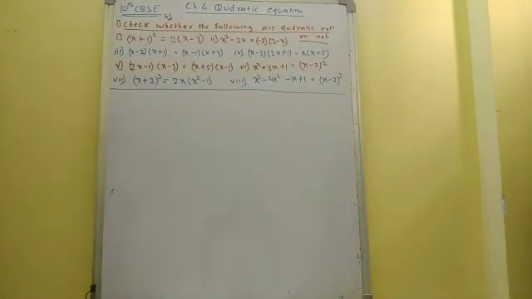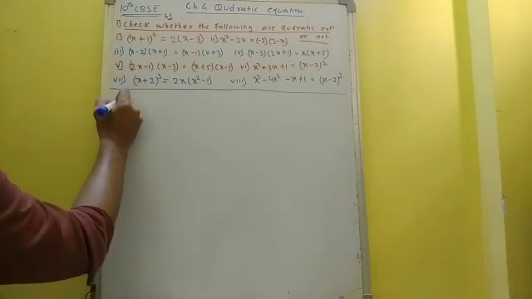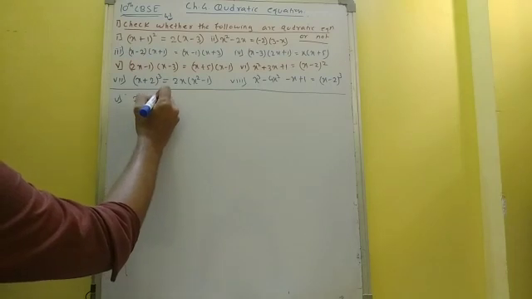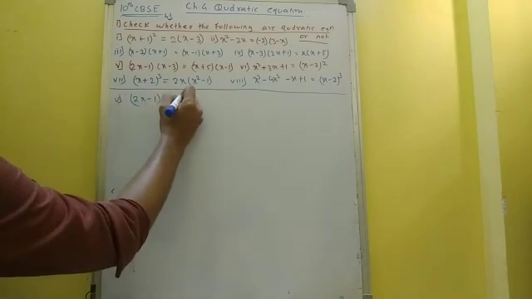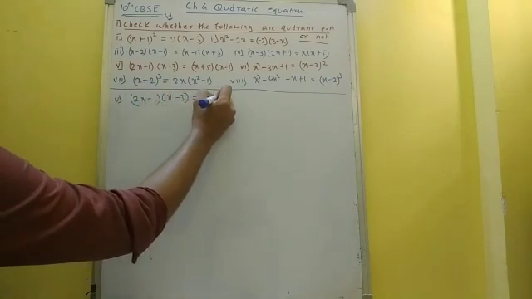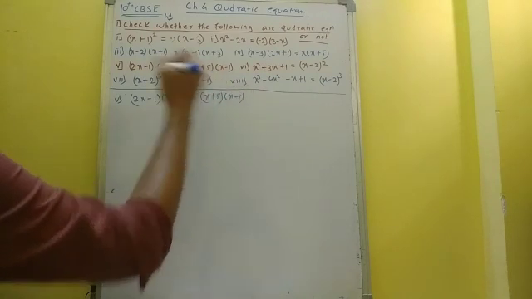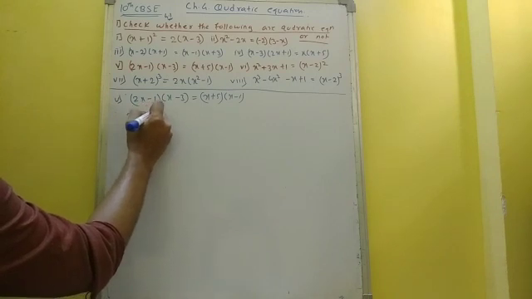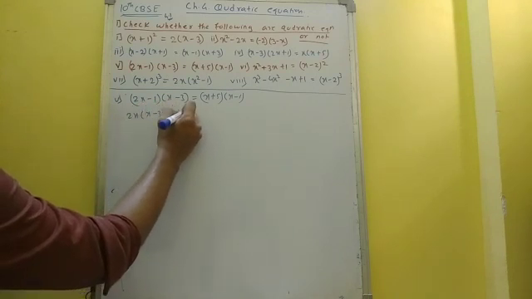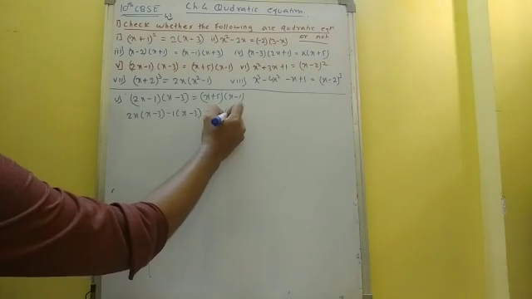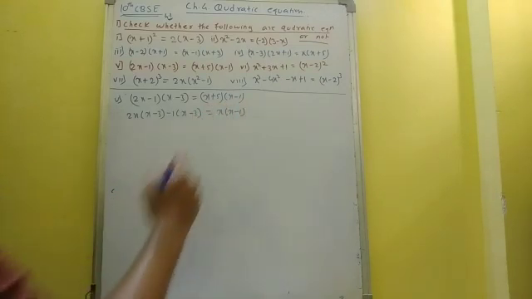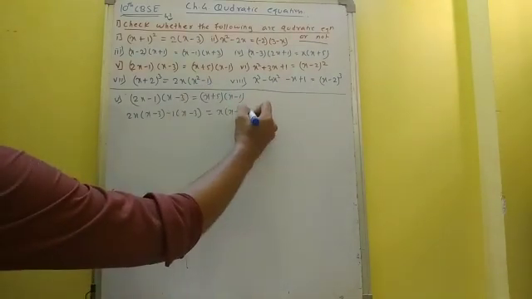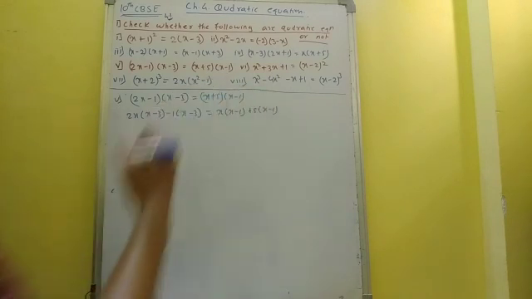What is the fifth question? 2x minus 1 bracket x minus 3, x plus 5 bracket x minus 1. So first term multiply by whole bracket, 2x into x minus 3 minus 1 into x minus 3, x into x minus 1 and plus 5 into x minus 1.